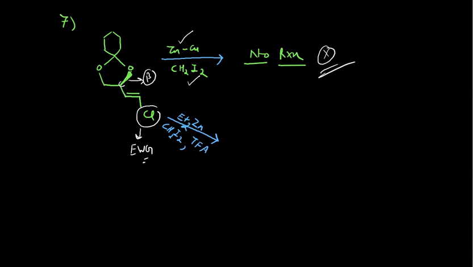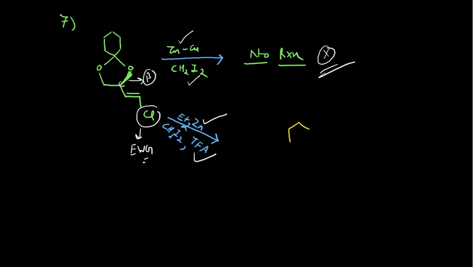This was published in some research paper. I have seen that reference, but unfortunately I didn't give that reference here, right? But if you change the reactive system, if you take diethyl zinc along with TFA, then this double bond gets converted into the product, the cyclopropane. Okay, so you can draw the product here.